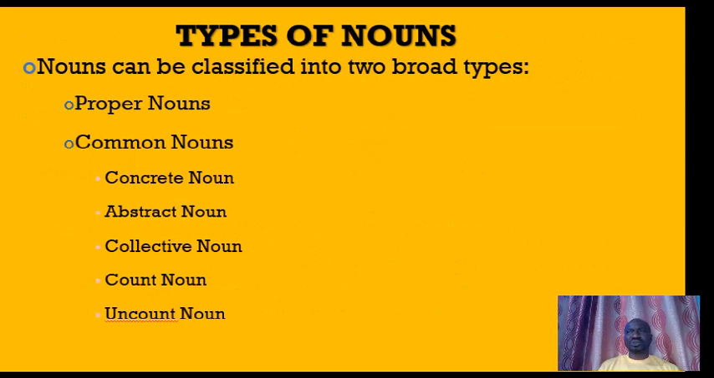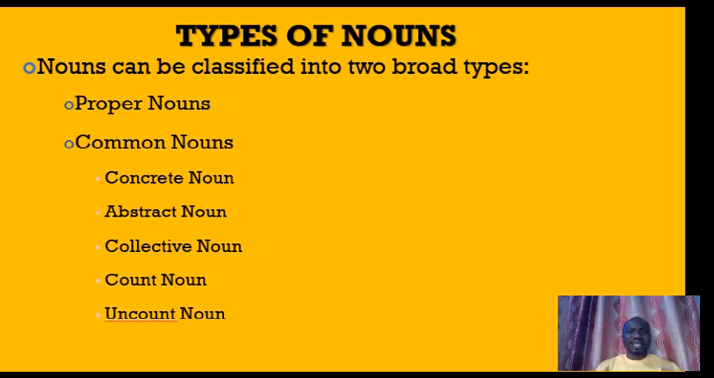Now, let us go to the types of nouns. Nouns can be classified into two broad types. One, we have proper nouns, and two, we have common nouns. Under common nouns, we have types of common nouns. That is where we have concrete noun, abstract noun, collective noun, count noun, and uncount nouns.